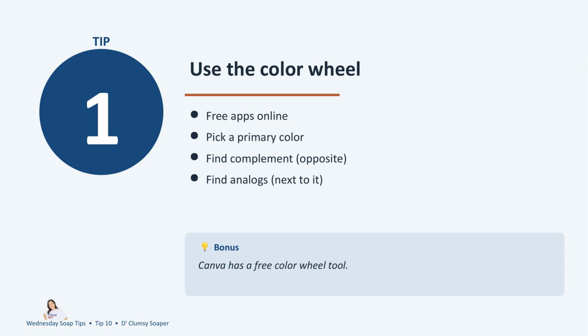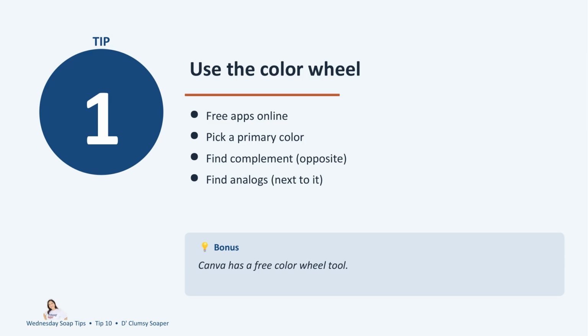Here is your practical tip for working with color in soap making. The color wheel is your best friend when planning a soap design, and you do not need to buy anything fancy. Free apps online and tools like the one built into Canva give you instant access. Pick your primary color, then look directly across the wheel to find its complement, which creates bold contrast. Colors sitting beside your chosen hue are its analogs, giving you harmonious, blended palettes that feel cohesive and intentional in your finished bars.